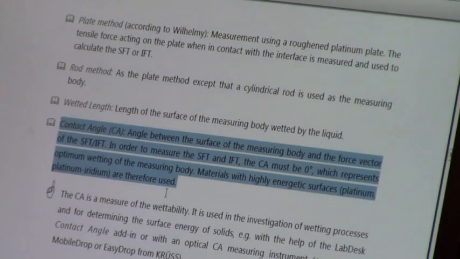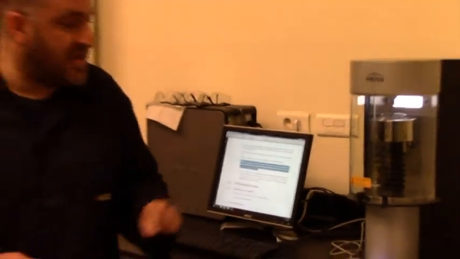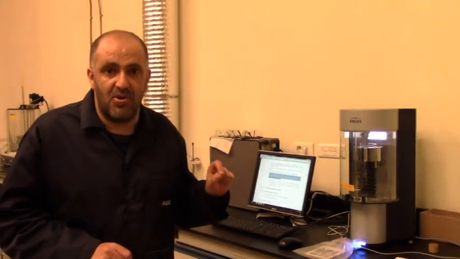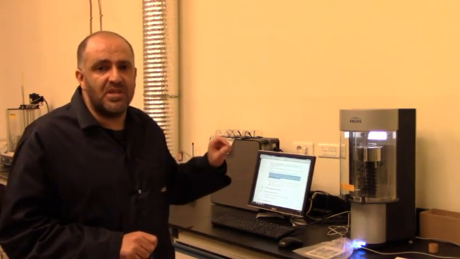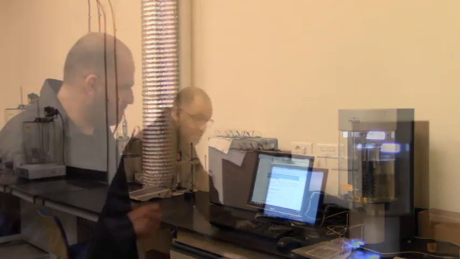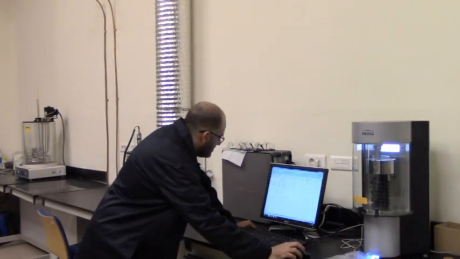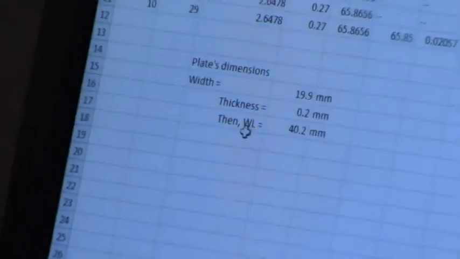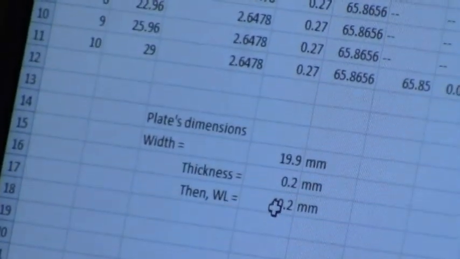Therefore, materials with highly energetic surfaces like platinum or platinum iridium alloy are used. And this is the reason why we have been using this particular plate and making it not just clean but red hot to be very energetic, and consequently the assumption that the contact angle is zero is valid. So this is the result. Here I've added the width and the thickness for the plate to calculate the wetted length, which is a parameter of the plate as written in your lab manual.